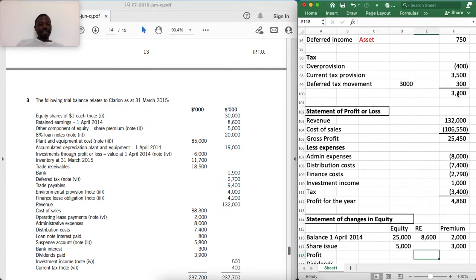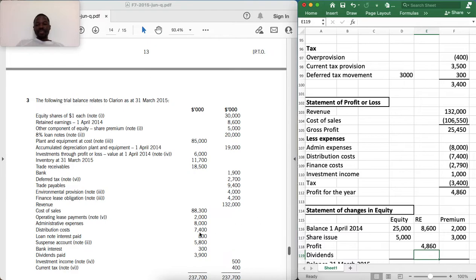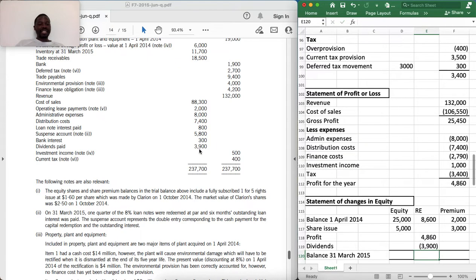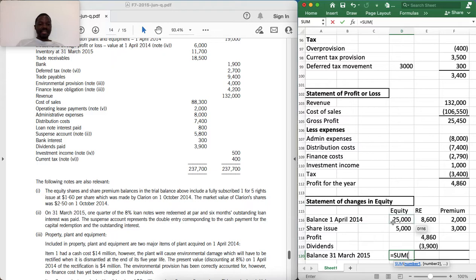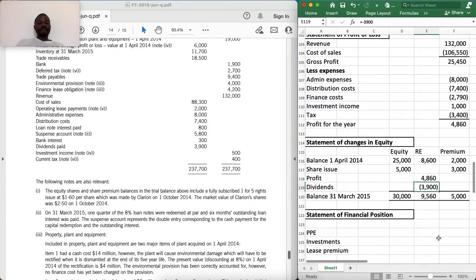Then the profit for the year, we have calculated it here. The dividends, we are taking them straight from our trial balance. The dividend paid is 3,900. We have every figure that was needed here for 3 marks. We can now sum everything like that. We have our figures there.